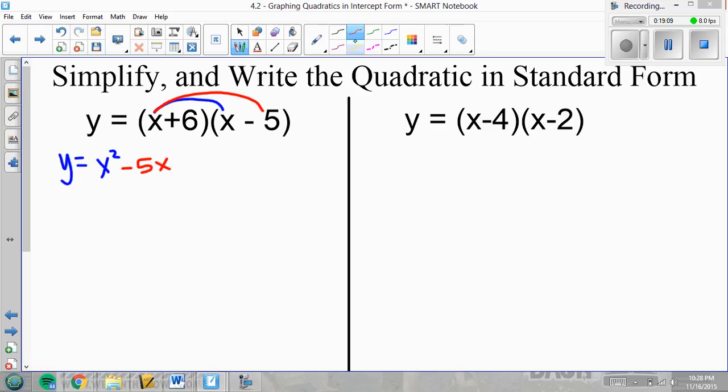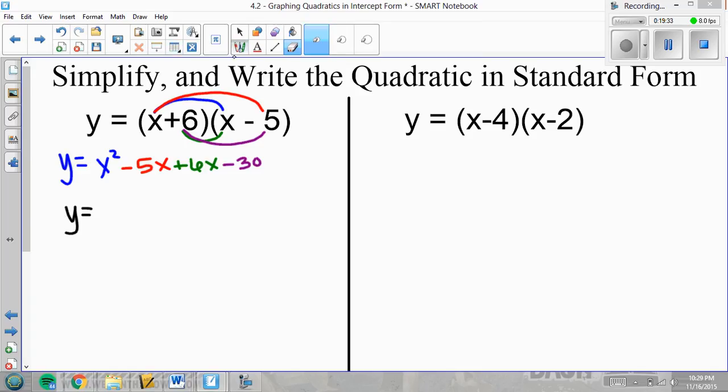So minus 5x. That took care of x, so now I'm going with 6. 6 times x, I know is 6x. And 6 times negative 5, I get negative 30. Next, I just want to try to combine. So do I have any other x squareds? No. So I know y equals x squared. But I have negative 5x plus 6x, which gives me positive x minus 30.